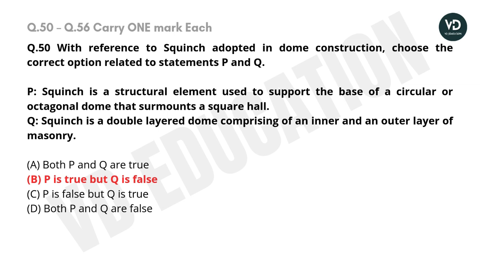A. Both P and Q are true. B. P is true but Q is false. C. P is false but Q is true. D. Both P and Q are false. So the correct option is B. P is true but Q is false.